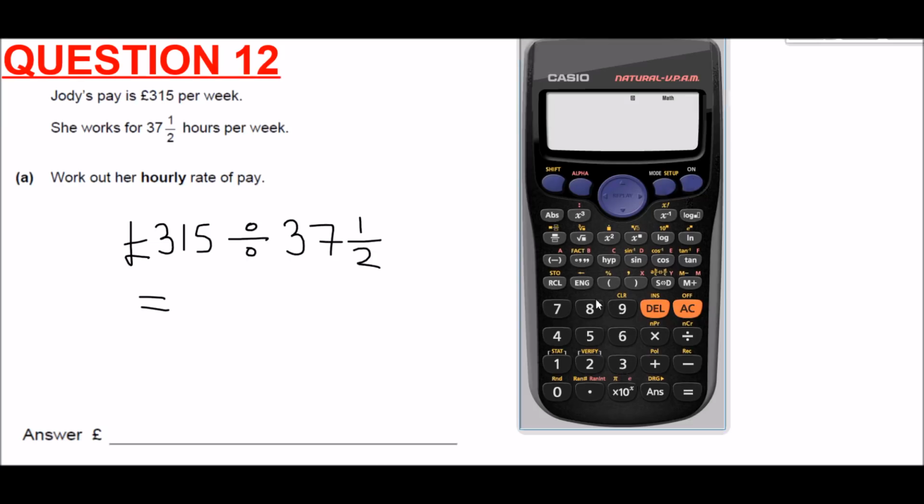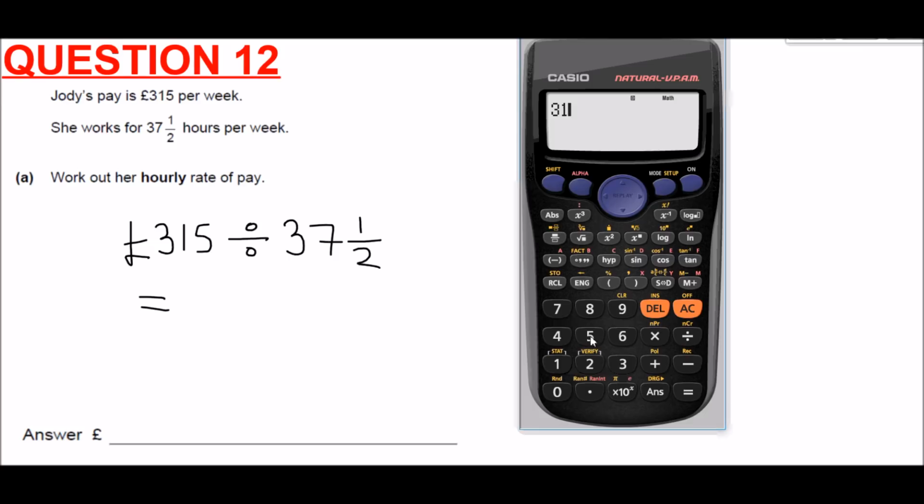It's not this, by the way. We don't just type in a half and press back and type 37 in front of it. It looks tempting. That looks the same, doesn't it? But if you press equals 37 and a half, that's not 18 and a half, that's something completely different. What you need is a mixed number button, which I'm going to show you now.